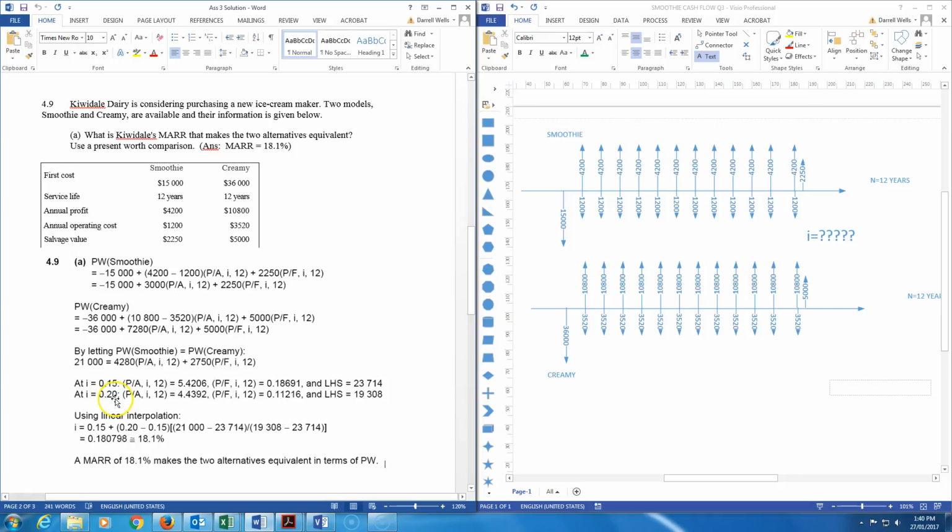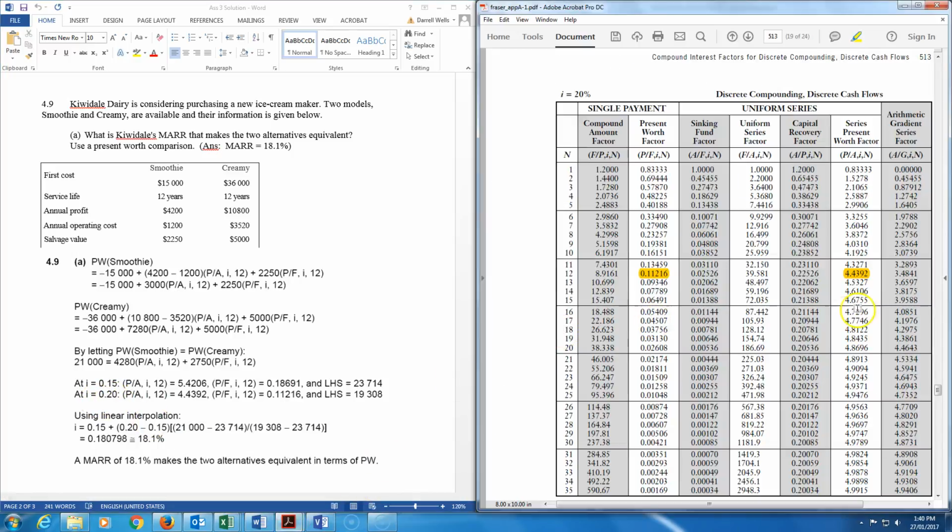So we need to select another interest rate. Let's try 20%. We go to the 20% table, pick out our P/F factor and our P/A factor for 12 years, and plug them into the formula. When we do, we get a left-hand side of 19,308. Again, we're looking for 21,000. So at 20%, we have 19,308. At 15%, 23,714. At what percent do we get 21,000?